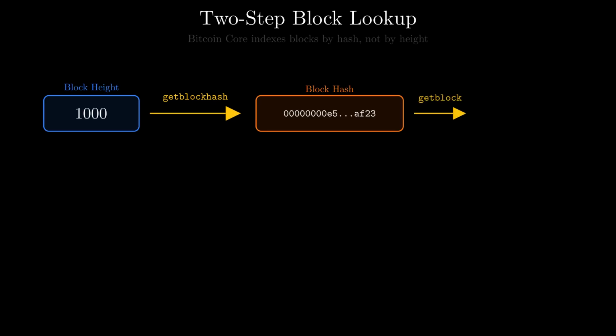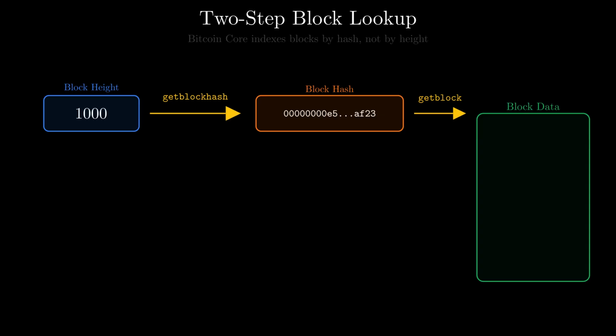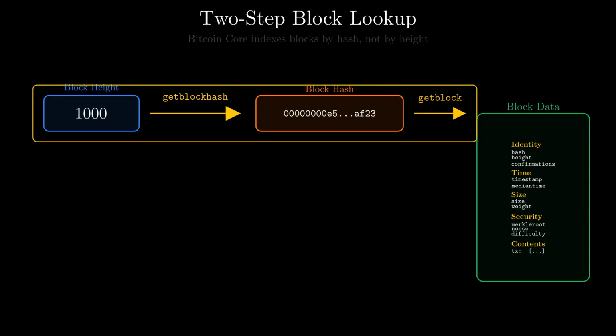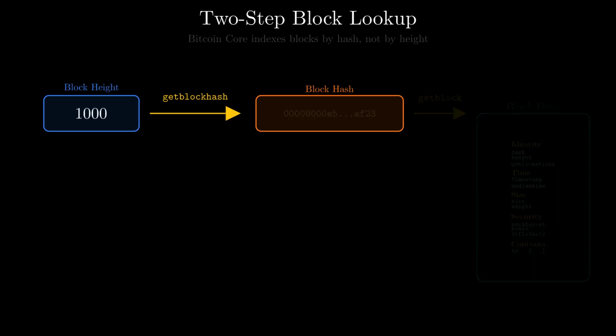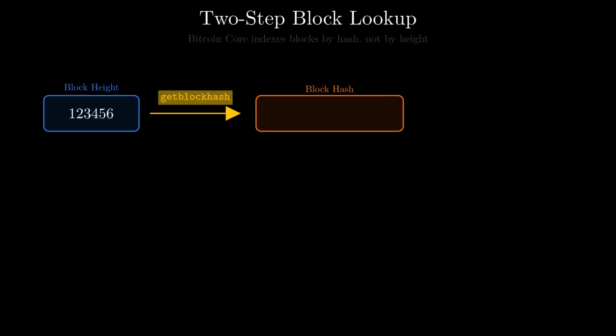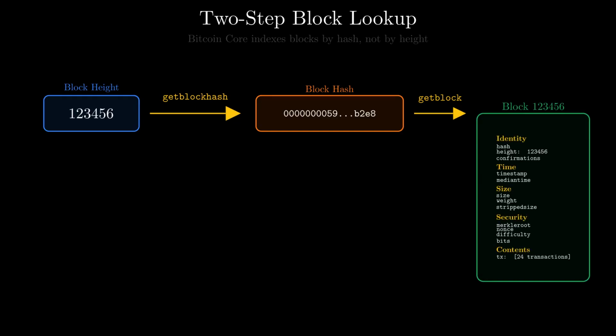Now feed that hash into getblock. The node returns the full block data as a JSON object. All header fields, the complete transaction list, and size measurements. This 2-step pattern, height to hash, hash to block data, is the fundamental lookup you'll use repeatedly. Let's apply it to a more interesting target. Run getblockhash 123456, take the returned hash, and pass it to getblock for a detailed field-by-field walkthrough.